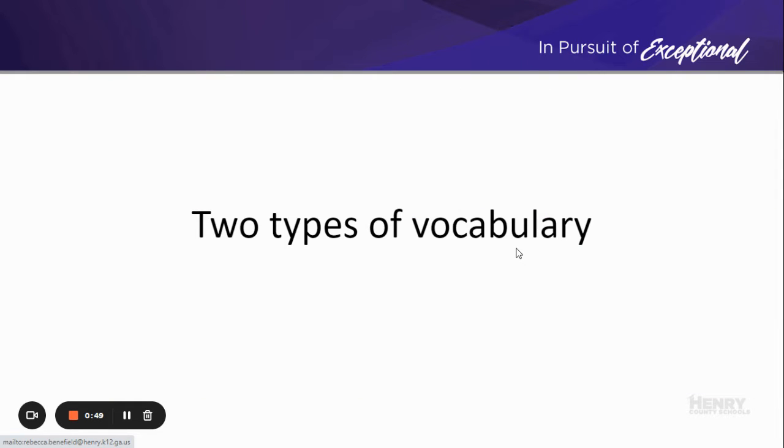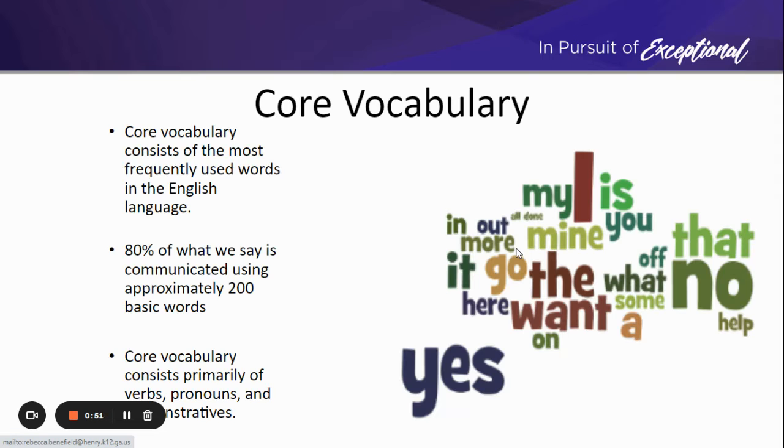Well, first we're going to talk about the two types of vocabulary that there are. There is what is called a core vocabulary, which consists of the most frequently used words in the English language, and it's about 80% of what we say using approximately 200 words, and it typically consists of verbs, pronouns, and demonstratives.